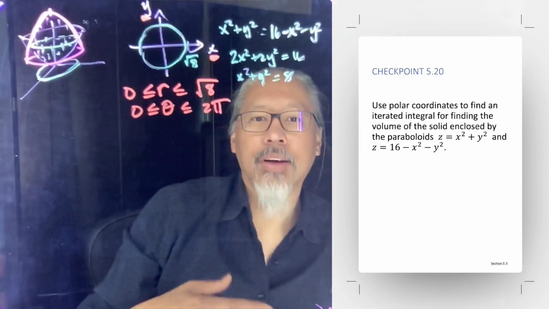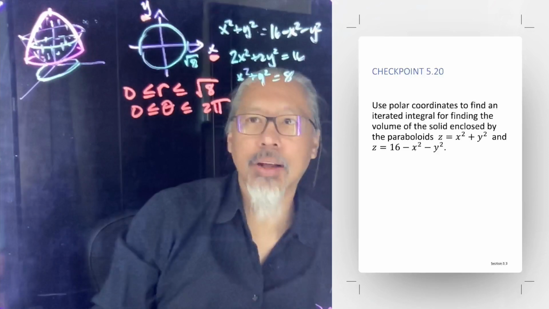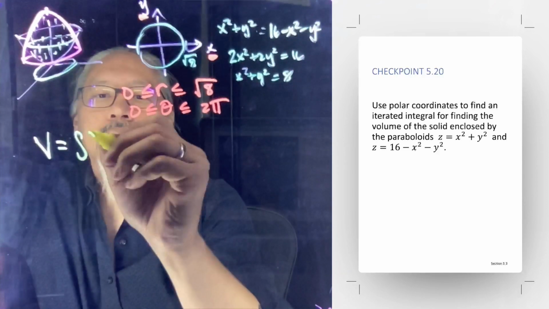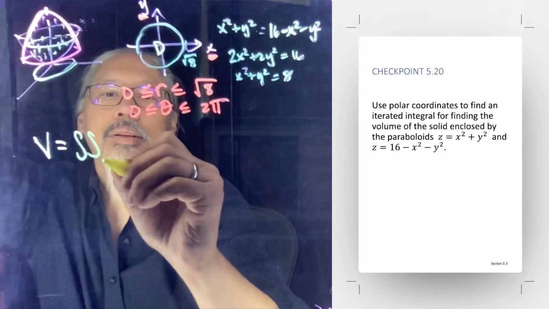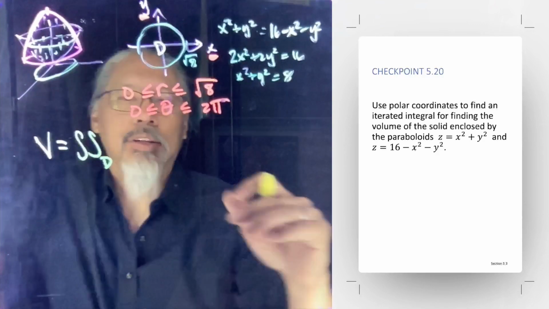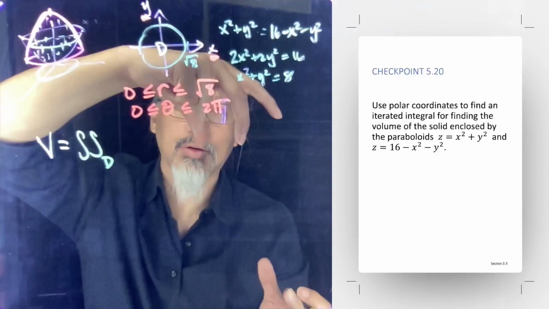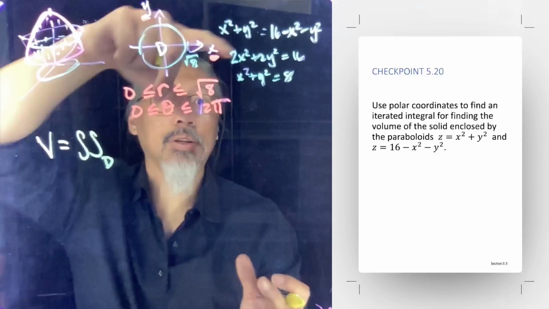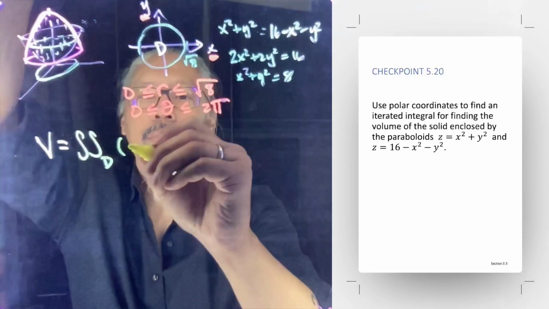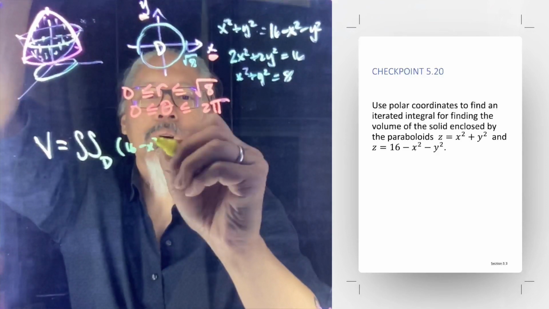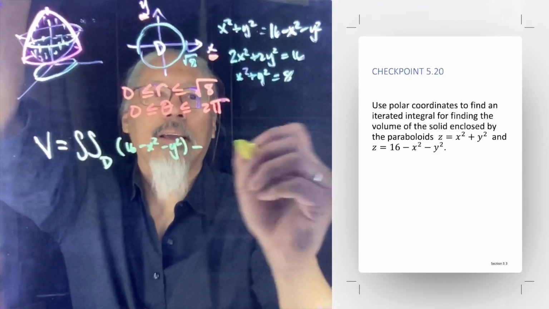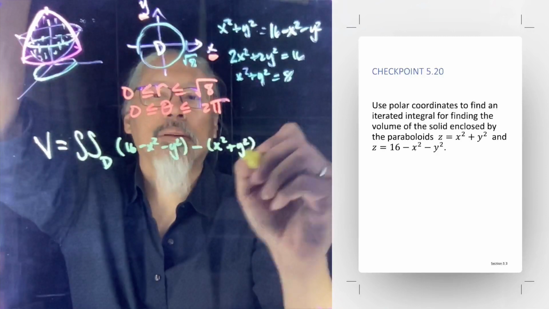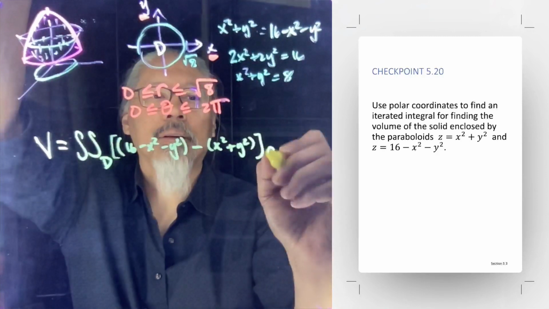Okay, now to find the volume, we'll say the volume is going to be the integral over the domain D of the difference between these two, and we have to know which one's on top. The function that's on top is going to be the upside down parabola, 16 minus x squared minus y squared. And the function on the bottom is x squared plus y squared, dA.